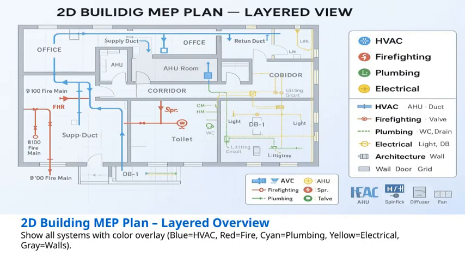I'm excited to guide you through our 2D building MEP plan with a layered overview. Today, we'll be exploring how all the different building systems come together visually, with color overlays highlighting each one. We'll cover the HVAC in blue, fire systems in red, plumbing in cyan, electrical in yellow, and walls in gray. This will give you a clear understanding of how these systems are integrated within the building design. So, let's dive in and see how all these components work together seamlessly.